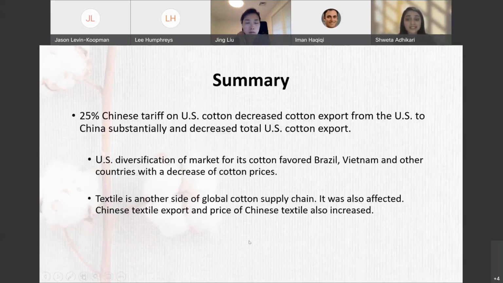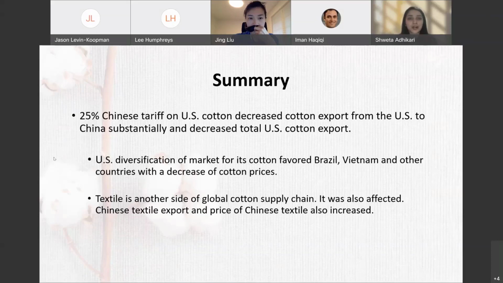Again, this is a study that we are currently doing, and it's not complete yet. We are still looking for ways to adjust the data to match the 2017 based data so that we can see the real effect of the trade war. But these are some of the simulations, and I would like to present some summaries from them.